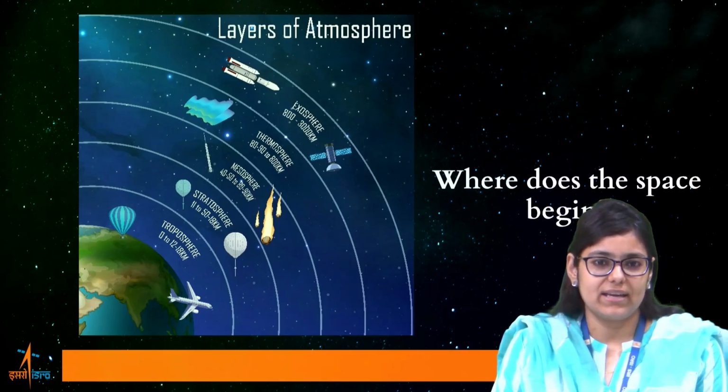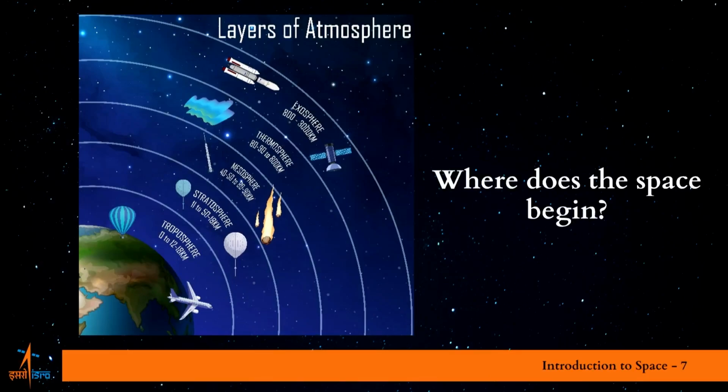Earth's atmosphere can be divided into five layers, namely the troposphere, stratosphere, mesosphere, thermosphere, and exosphere. These layers are divided based on the change in temperature and pressure observed starting from the surface of the Earth. It is above the topmost layer of the atmosphere where space officially begins.